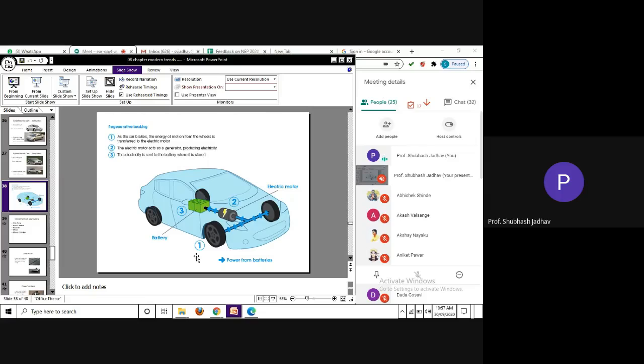Okay, so this comes into action only when the brakes are applied. So this particular system, whatever we are talking of, is what we call regenerative braking. Okay, the concept is called regeneration, and the system is called regenerative braking.